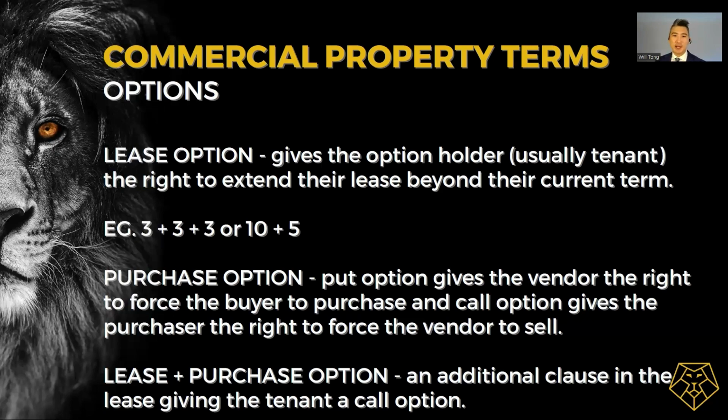Okay, so basically this is an additional clause in the lease giving the tenant a call option. So practically how that works is, let's say the tenant signed a 5-year lease and they have a purchase option which they can exercise at any time during the 5-year term. And that means that at any time during the 5 years, they can exercise the option and buy the property from the vendor or from the owner.